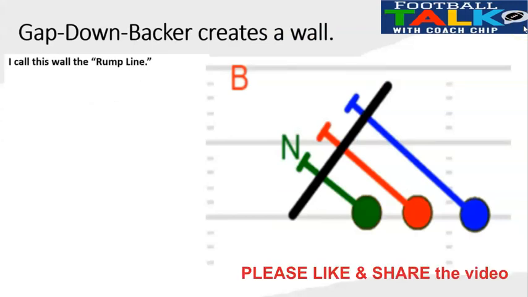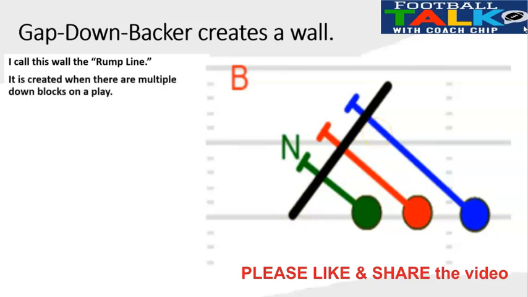Gap down backer blocking creates a wall. This wall I call the rump line. Again, some of you longtime listeners on other videos talking about the power and the counter know what I'm talking about. It's a line of rumps. We want a line of rumps right there for the puller, the wrapper, and the running back to run down behind. This wall is very important.